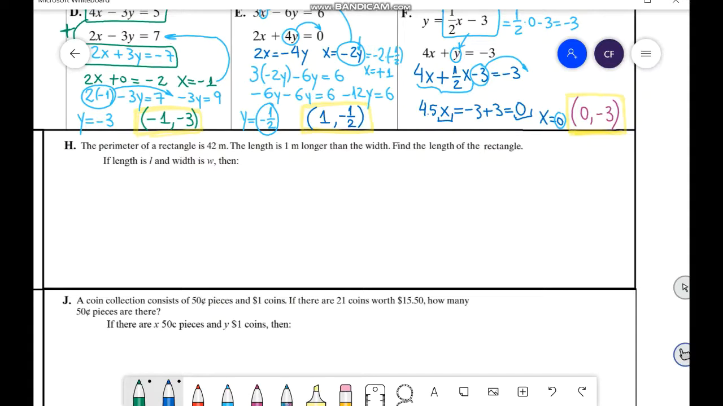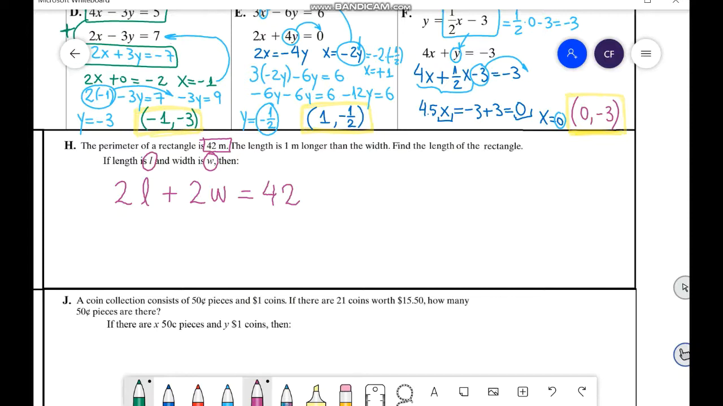So the letter H, we need to find the system of equations. The perimeter of the rectangle is 42. We know the length is going to be represented by L, and the width is going to be represented by W. The formula of perimeter in a rectangle is 2 times L plus 2 times W. And we know that this equals 42. So this is the first equation: 2L plus 2W is 42.